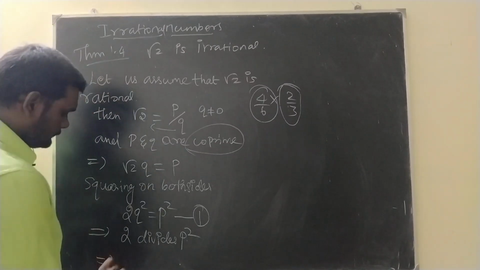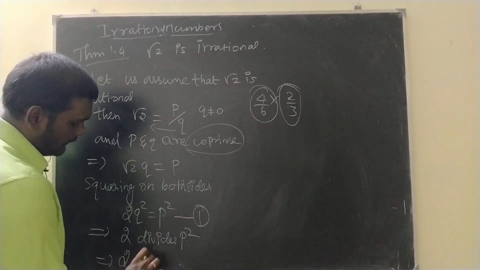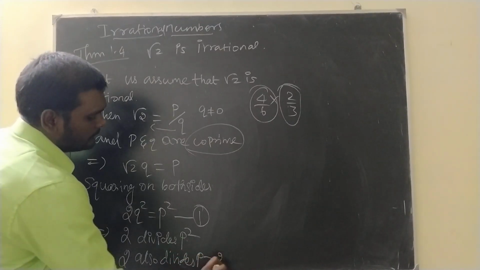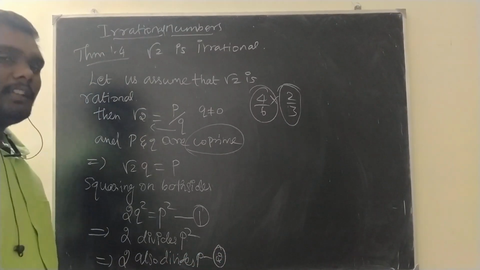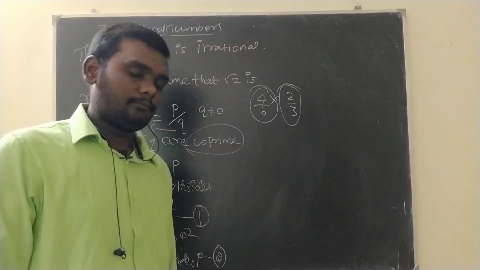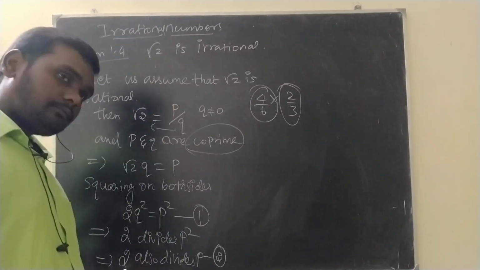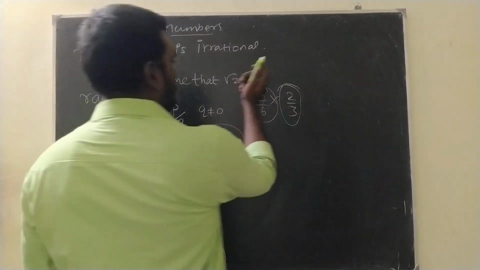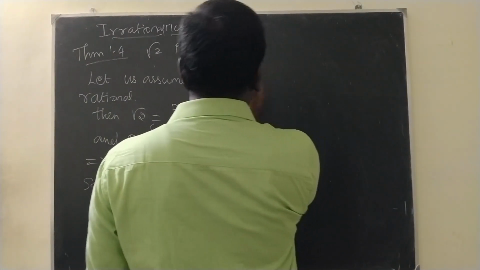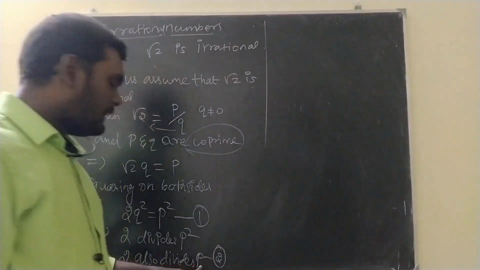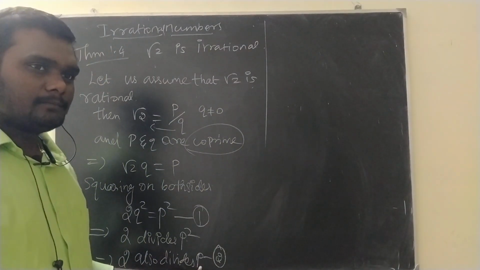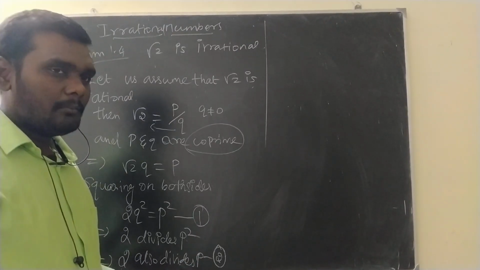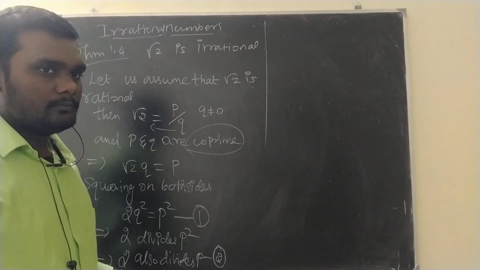Then 2 also divides P. Mark it as 2. See, we have found one factor of P other than 1. 2 is a factor of P. Then we can clearly say that P is also a multiple of 2. Is it or not? When 2 divides P, P is a multiple of 2.